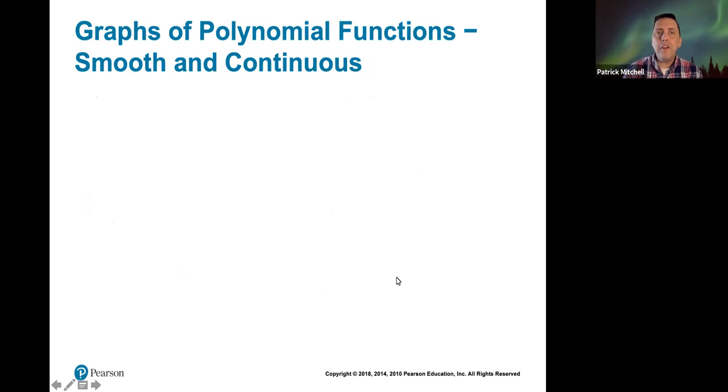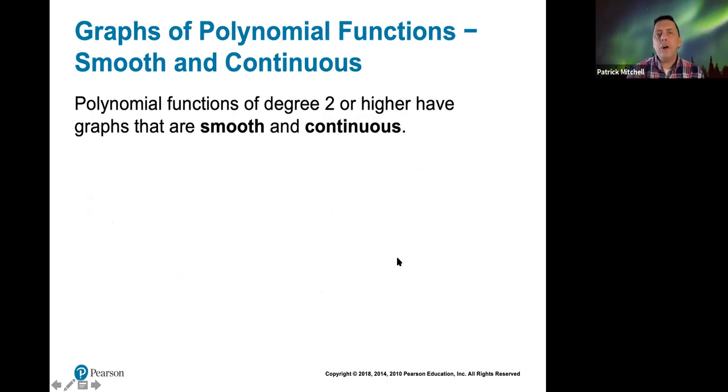Graphs of polynomial functions are smooth and continuous. Polynomial functions of degree 2 or higher. And I don't really understand why they're limiting it to 2 or higher. I think degree 1 are smooth and continuous, and so are degree 0 even.